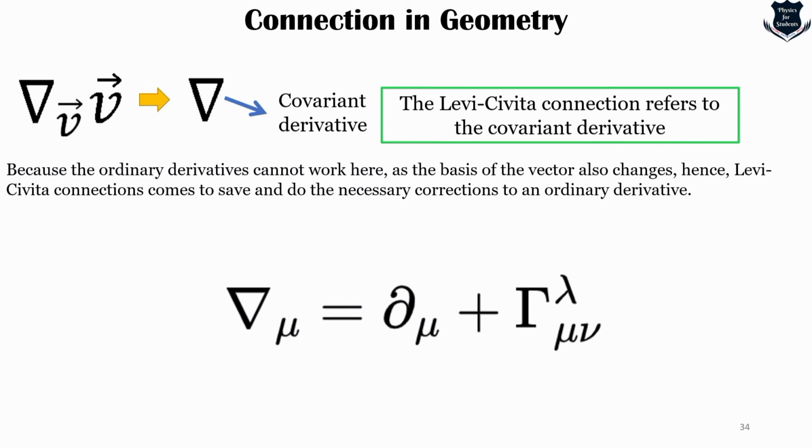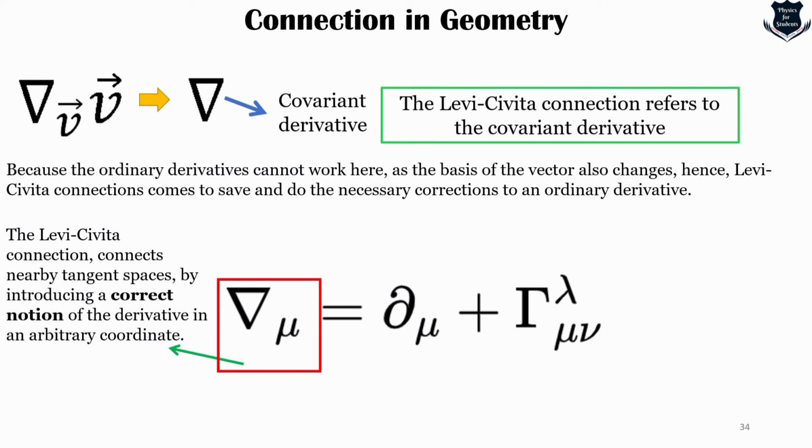So let me explain the components of this Levi-Civita connection. First we go with this, right? This is basically the Levi-Civita connection, which connects nearby tangent spaces, defining a corrected notion of the derivative in arbitrary coordinates or arbitrary manifolds. That means there is something wrong, that ordinary derivatives do not work. We are using the covariant derivative, and in order to do that there is a tool, which is the connection. This is the Levi-Civita connection, right?